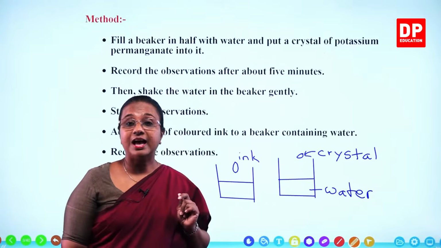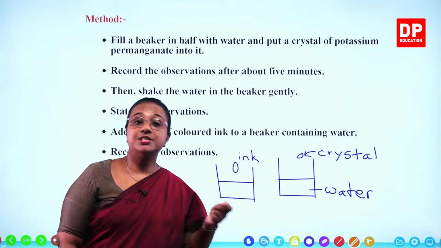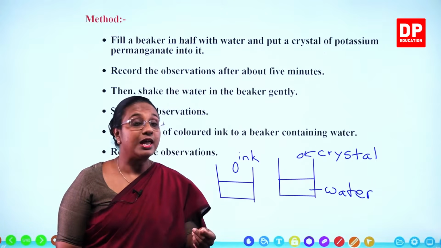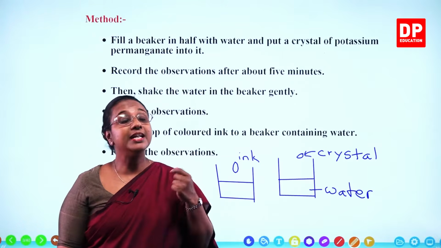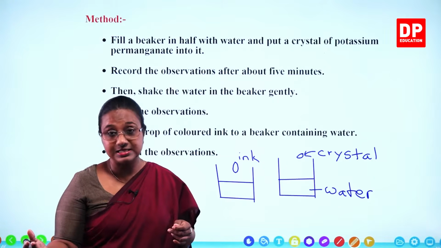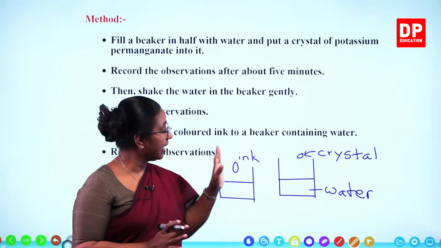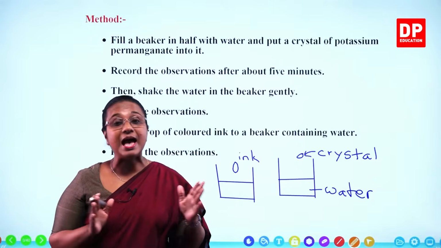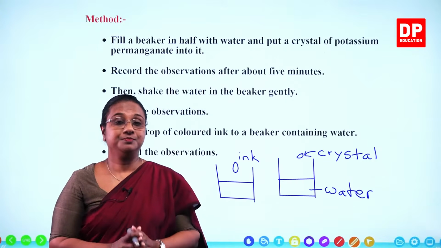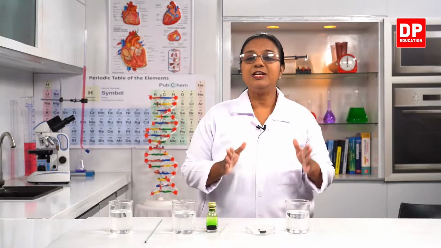Here of course we have the potassium permanganate crystal. So there it is going to be a solid. If you like, you can also try with potassium permanganate solution. That will be a colored solution, again similar to ink. So now that you have understood the steps of the activity, students, we will go to the lab and do the activity.